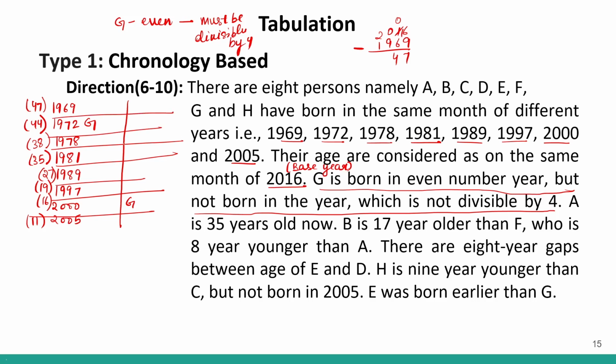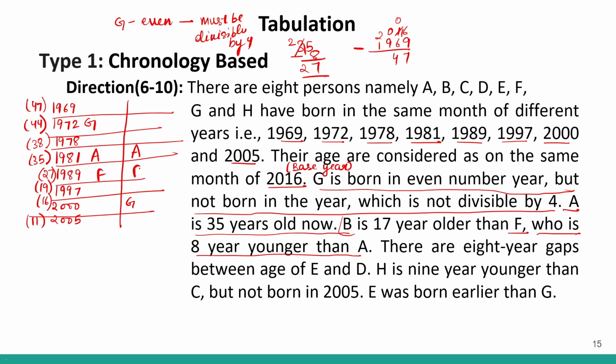Clear? Now, A is 35 years old now. That means A will come over here. This is a fixed position for A. A is 35 years old. Now, B is 17 years older than F, who is 8 years younger than A. So F is 8 years younger than A. That means 35 minus 8. Correct? Because A is 35 years old. So if I reduce, this will be 2, this will be 15. Over here I'll get 7 and over here I'll get 2. So the age is 27 for F.